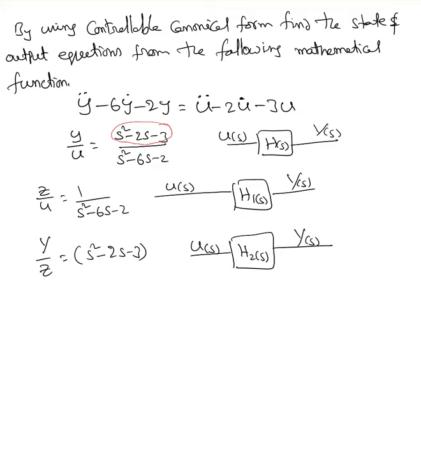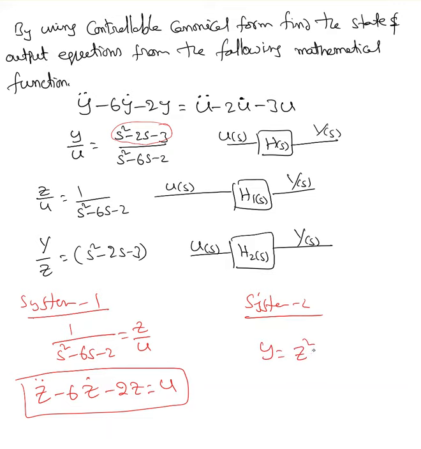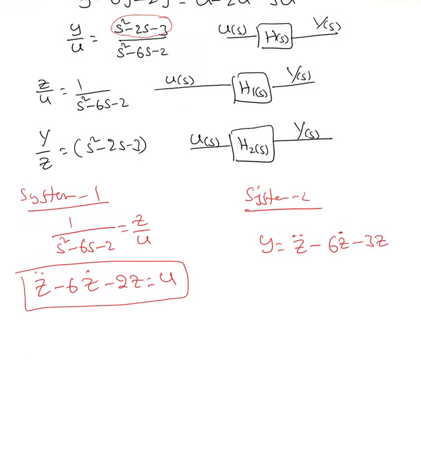Then we have to divide the system into two subsystems, h1 of s and h2 of s. I'm going to define this as system 1. System 1 has 1 over s square minus 6s minus 2, which is z over u. If I write it down in time domain, it's going to be z double dot minus 6z dot minus 2z equal to u. That's my system 1. And system 2 is y equal to z double dot minus 6z dot minus 3z. That's my system 2.